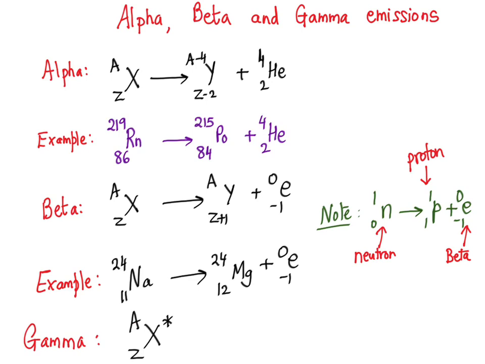Gamma is released when you have a radioactive nucleus in an excited state. That means it has a lot of extra energy. So when gamma is released, it is just energy released. There is no change in the atomic number or the mass number. The asterisk which you see here is representing excess energy. That means it's telling you that X here is in an excited state. It has a lot of energy.